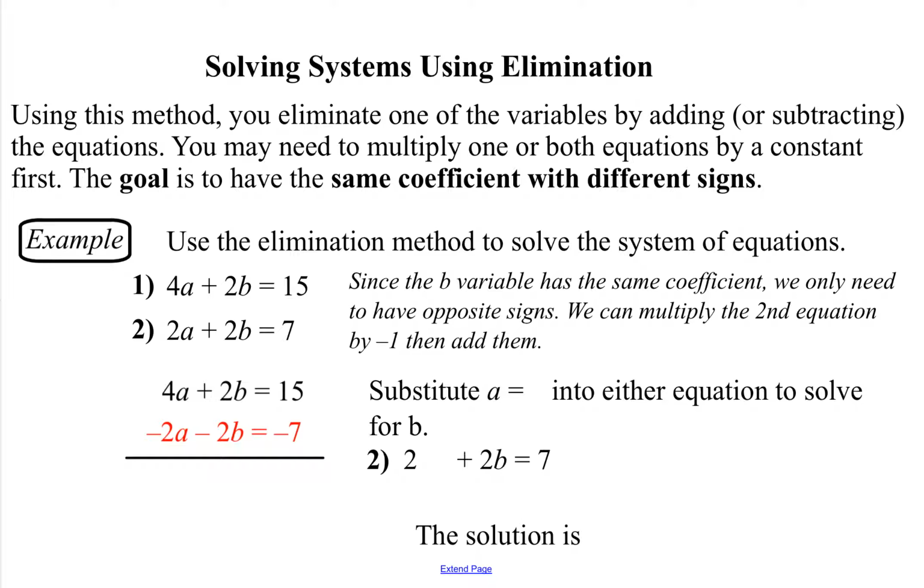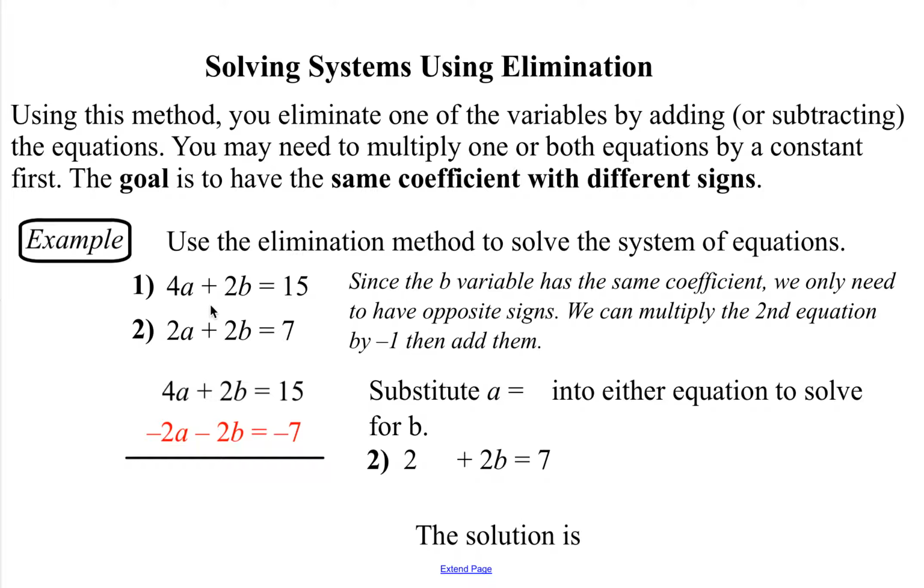So one of the things that we're going to do is multiply one or both of our equations by a number or a constant to make sure that we get coefficients that are the same number but opposite signs. Let's do some examples so this makes more sense. We want to use elimination on this system of equations. So I have equation 1 and equation 2.